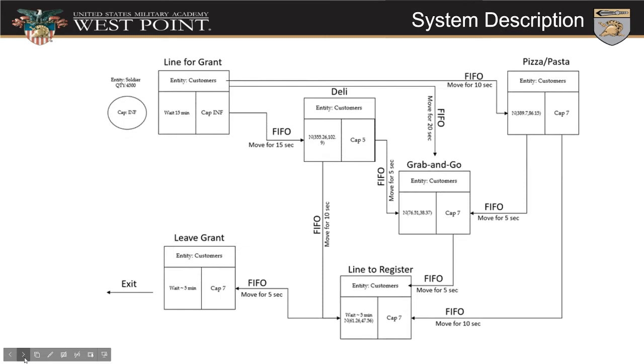So here's our entity flow diagram. Nothing really changed from how we had it in the previous deliverables. So everything pretty much stays the same. We start with the line for Grant. There are different areas that each customer, or entity, can go to: the pizza/pasta location, the grab and go, the deli, and then the line to register. And from the line to register, they can leave Grant. So next slide.